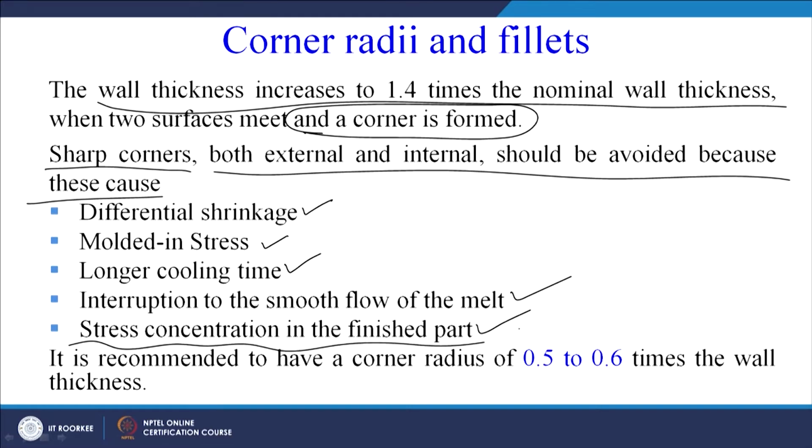in the finished part. So it is recommended to have a corner radius of 0.5 to 0.6 times the wall thickness. So we can see how much corner radius we must give. It is recommended 0.5 to 0.6 times the wall thickness. Which means that we must avoid the sharp corners even in the design of plastic parts.